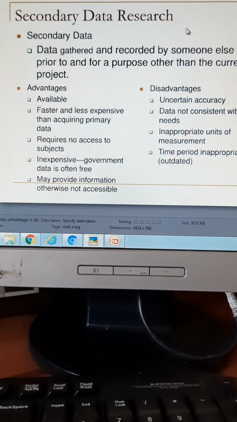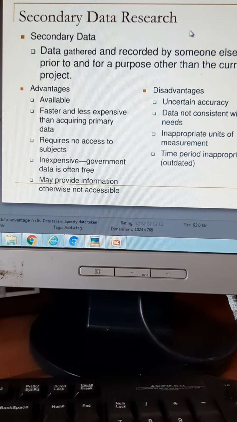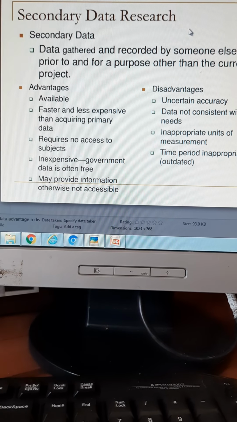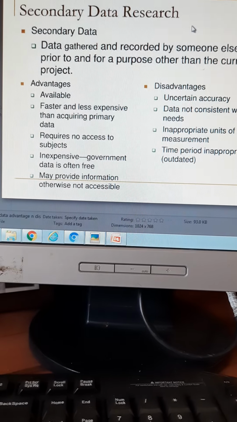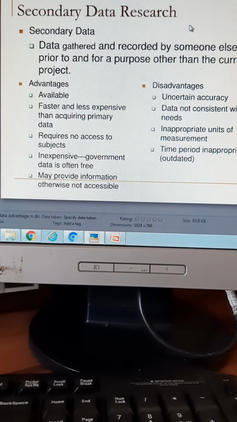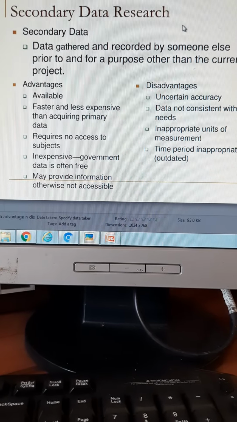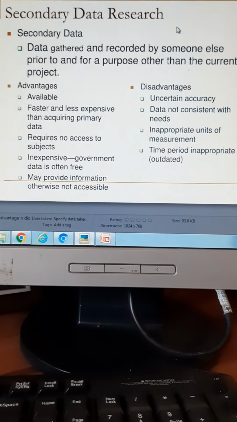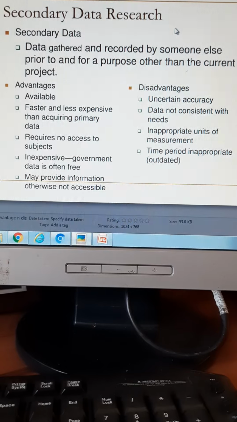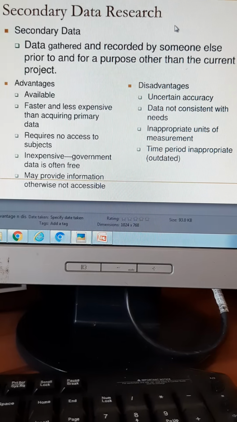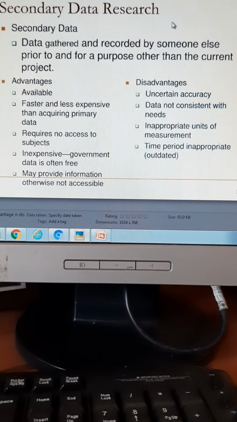Requires no access to subjects. So it's free access. Some of them are paid if you need very niche requirements in terms of medical database or so on and so forth. Government databases are available free. International trade data are available free. So all these are secondary data formats. So these are the advantages. It provides access to a lot of knowledge.